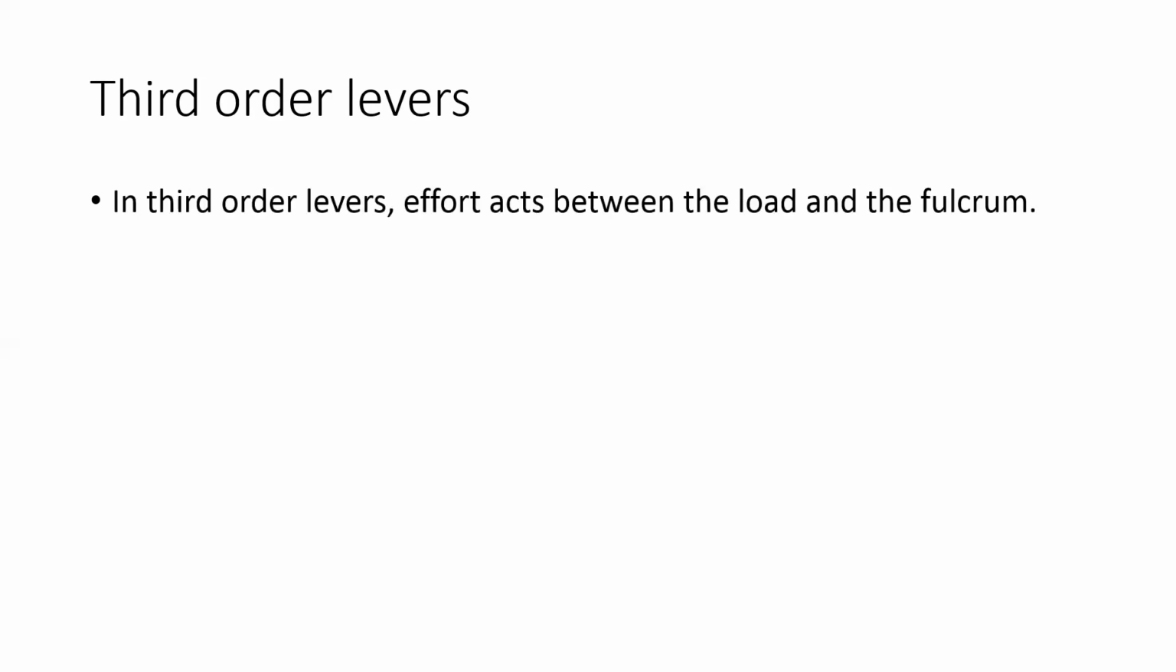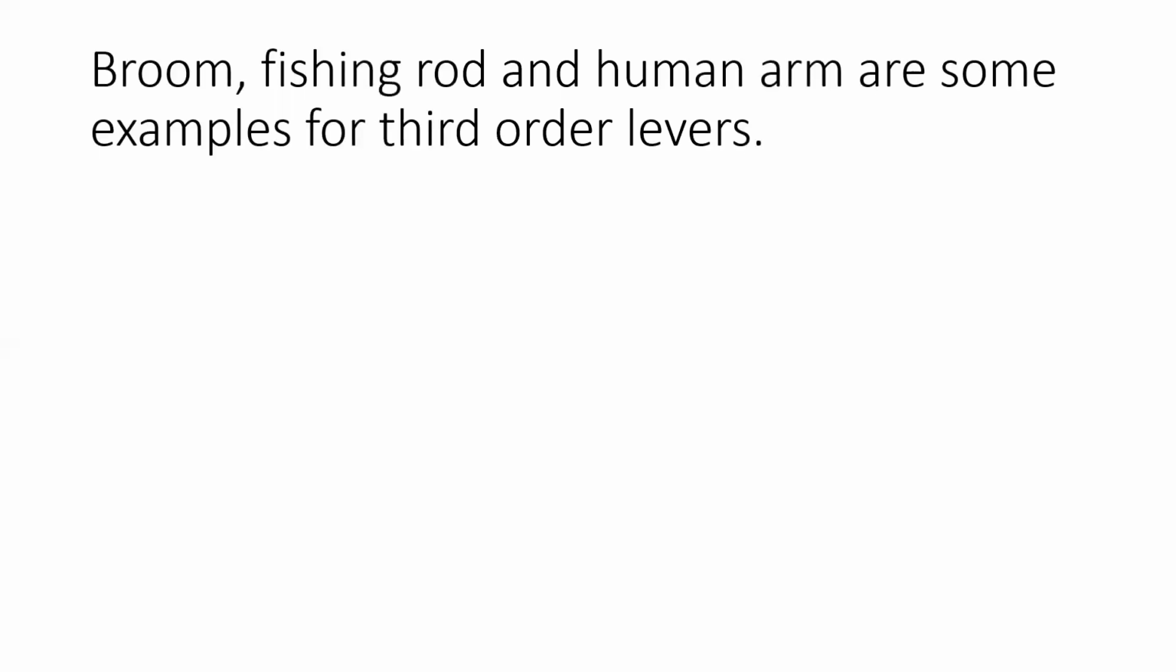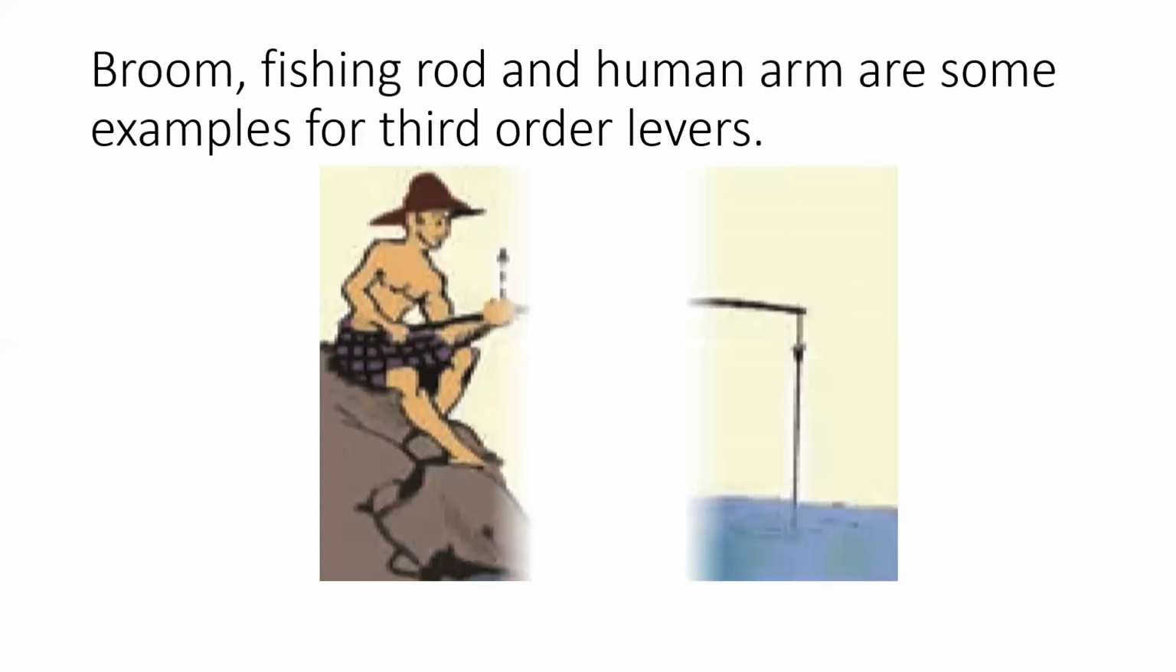Third order levers. In third order levers, effort acts between the load and the fulcrum. Always effort is at the middle. Examples: broom, fishing rod, and human arm.